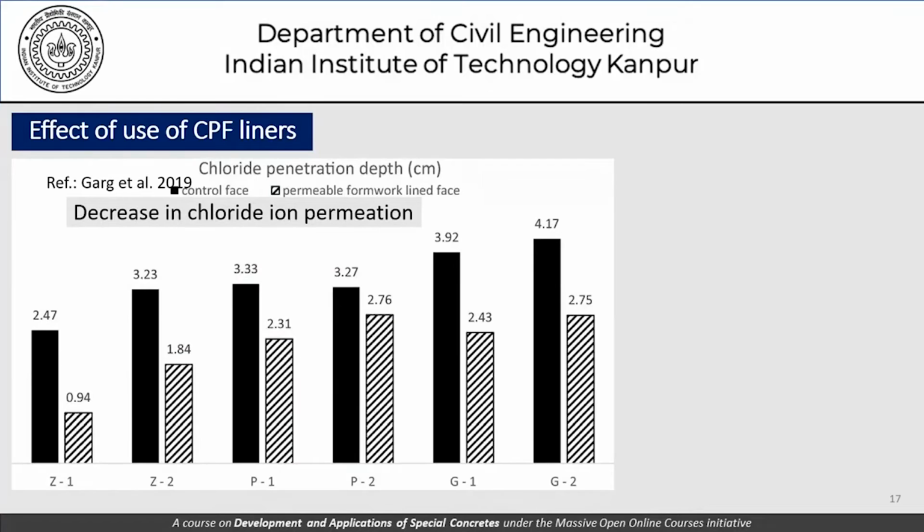The last test, I guess, which was carried out was the decrease in the chloride ion permeation. And here we found that the chloride depth, measured in centimeters using a standard test, was again much lower in the case of concretes with CPF liners. So this study essentially established the importance or the effectiveness of using a CPF liner if the client so permits, if the situation so demands, and of course the economics of the CPF liners has to be worked out on a case-to-case basis.